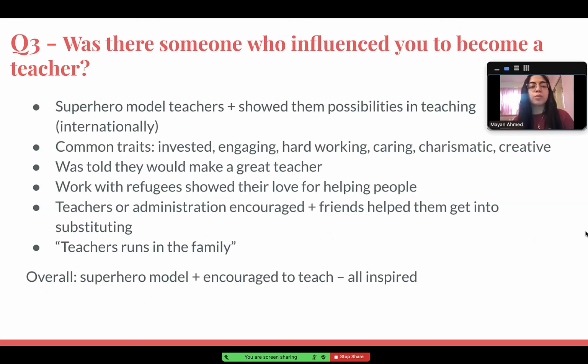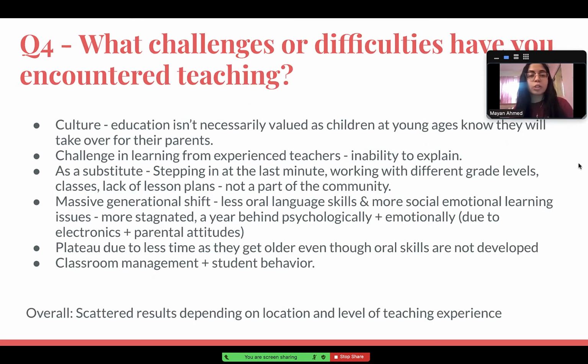The third question was, was there someone who influenced you to become a teacher? So overall, we found that the themes that emerged here were that someone had a superhero model teacher that they either aspired to be like and wanted to teach like, or just admired in general. And some of them also got encouraged to teach by either family, friends, or other teachers. But they were all inspired in some way, shape, or form, and a lot of them had teachers that ran in the family.